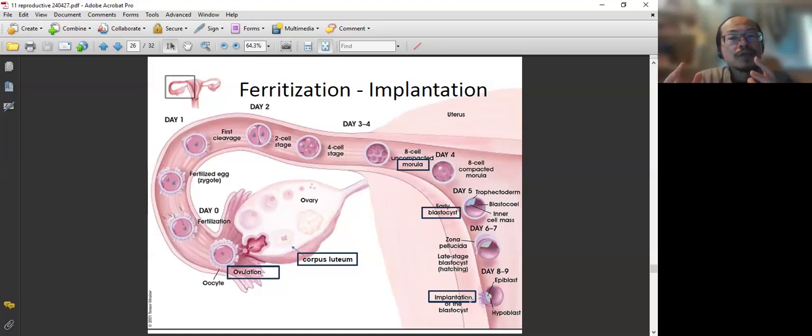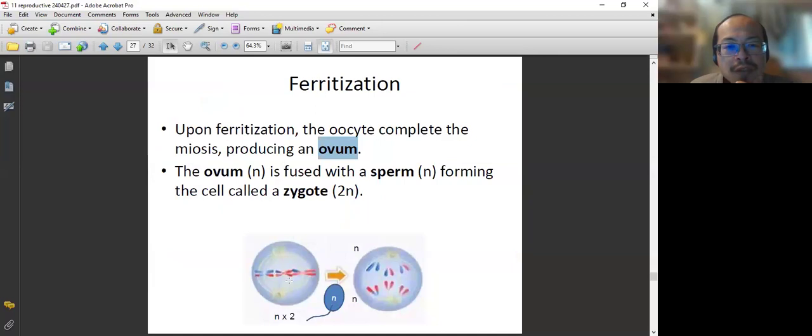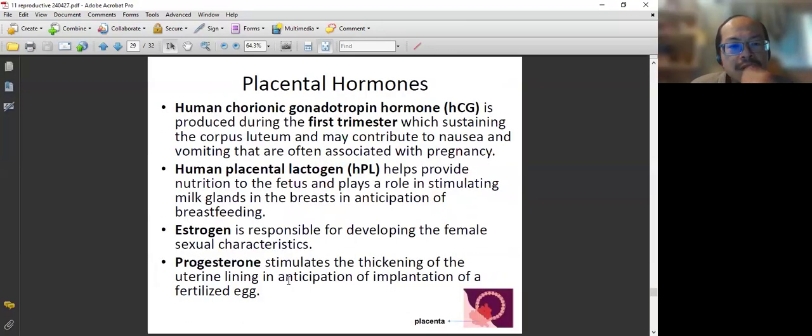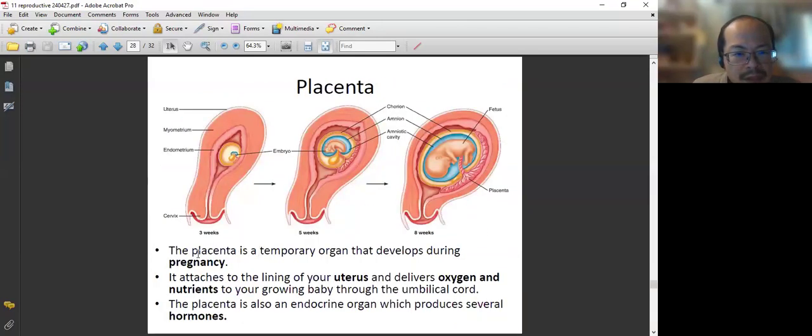The body needs to shift into a different mode for the pregnancy. So that's several functions from this placenta. Let's look at this placenta. What I want to say here is that the placenta is a temporary organ that develops during the pregnancy. It's important in multiple functions, in nourishing the baby.